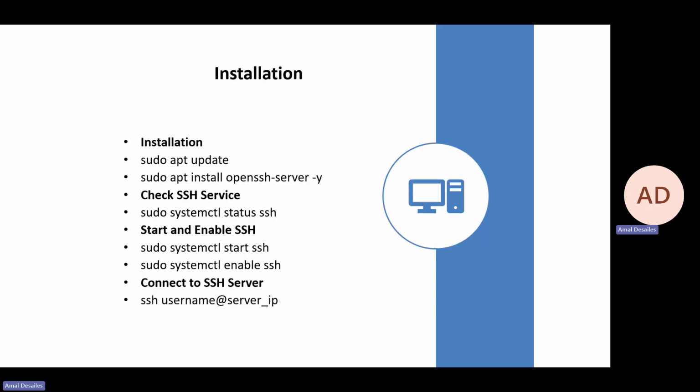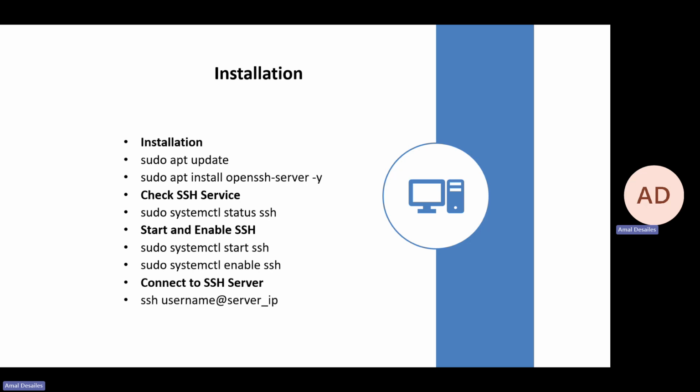Next, we're just going to go through the installation process. Installing OpenSSH on Linux is simple. You can just use sudo apt install openssh-server -y. Then check if it's running with sudo systemctl status ssh, and start and enable it with sudo systemctl start ssh and sudo systemctl enable ssh. Once that's done, you can connect to your server using your username and your server IP. This is the basic setup before you begin hardening.